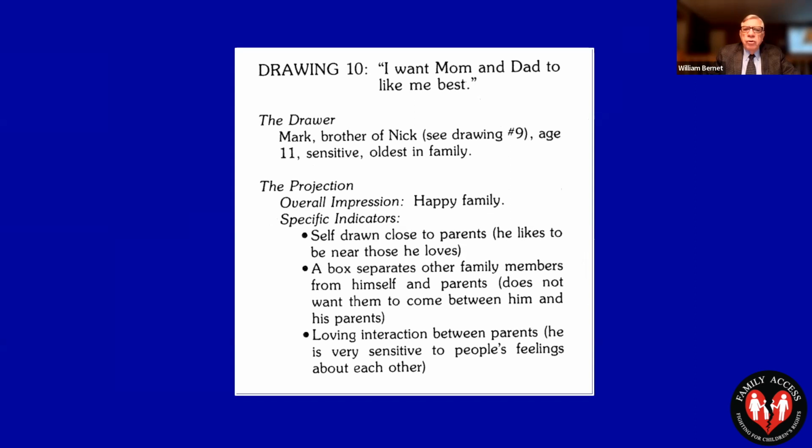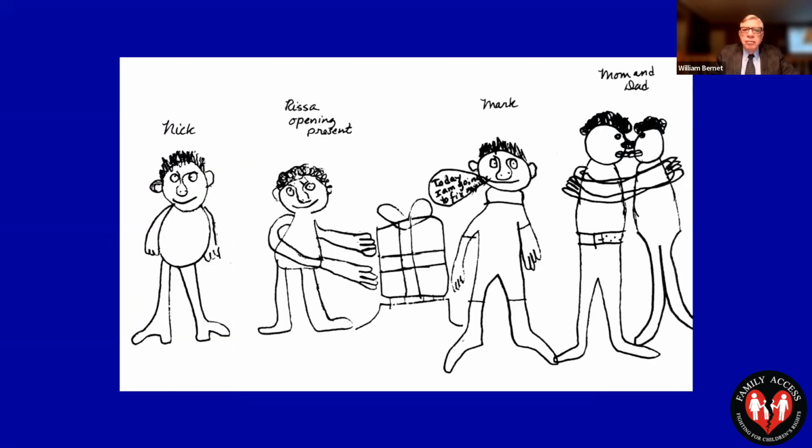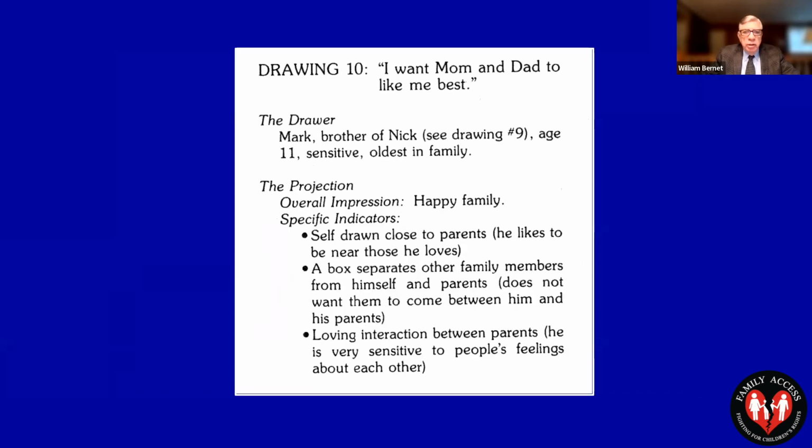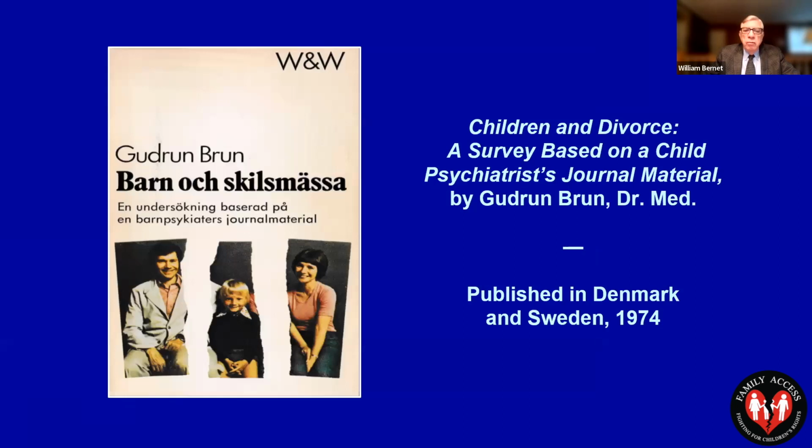Mark is 11 years old. He's the oldest child. Like I just said, he's drawn close to his parents. There's a box between him and the other siblings, and so on. So that's fine. In other words, the child has been told, draw your whole family, draw them doing something. And so this is a pretty straightforward example of how mental health professionals interpret these drawings made by children. I have another example from another book, which is much older.